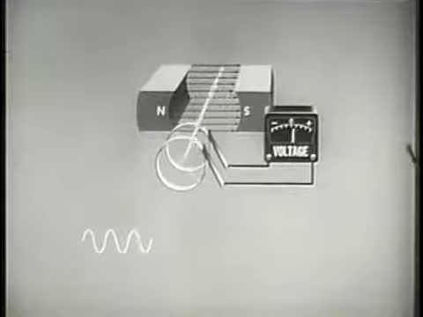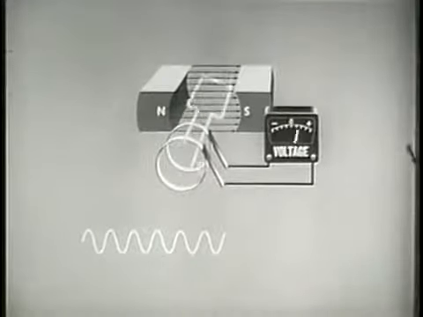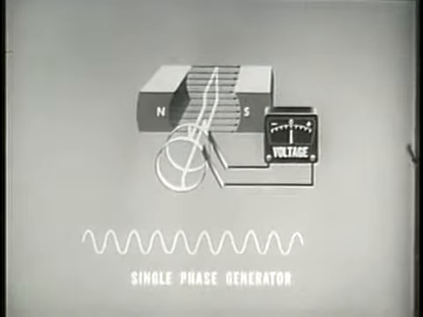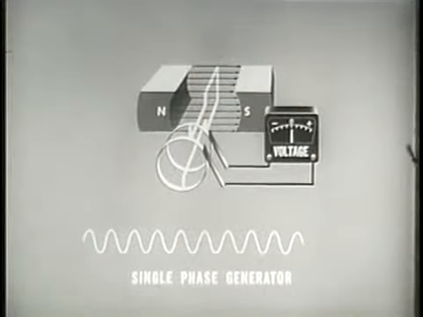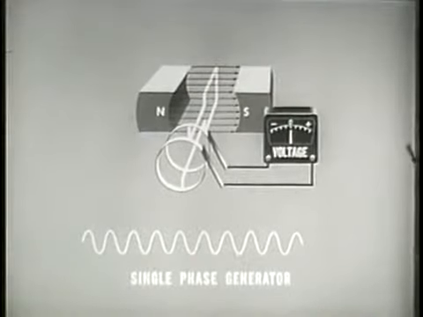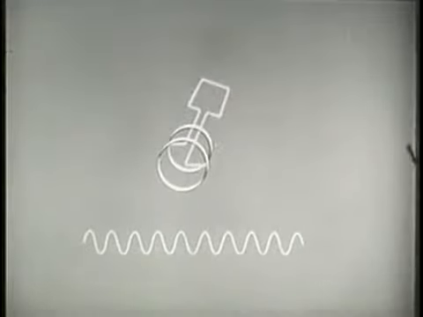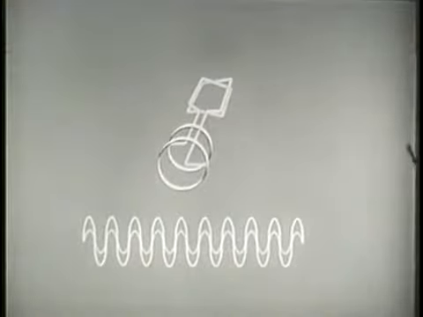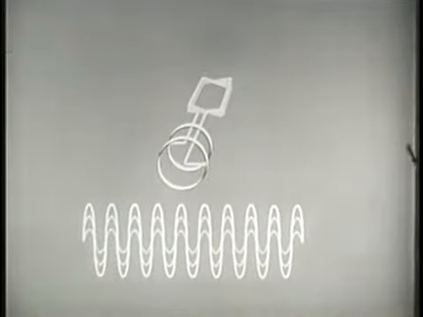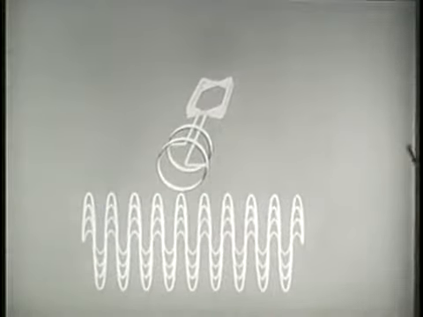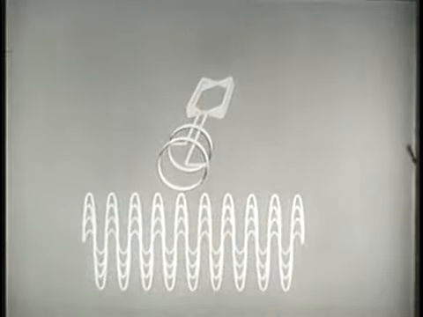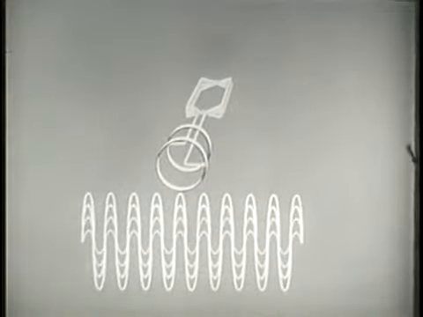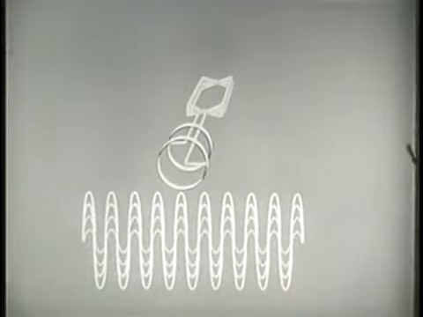There are several different types of AC generators, or as they are sometimes called, alternators. This is an elementary single-phase AC generator. The armature of the single-phase AC generator is wound with many turns of wire. These coils are connected in series, so that at any given instant of time, the total voltage induced is the sum of the voltages induced in each individual coil.